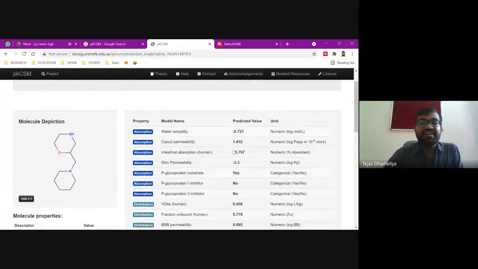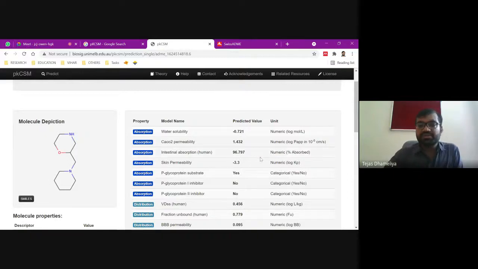Some of the parameters are qualitative. The answer will be yes or no, whether it is an inhibitor, yes or no. So that kind of qualitative answer. Some other properties are quantifiable, such as water solubility, which is quantifiable in log mol per liter. Caco2 permeability is important for cell permeability. Caco2 is the name of a cell line. If you wish to calculate the permeation power of the compound, a Caco2 assay can be performed.